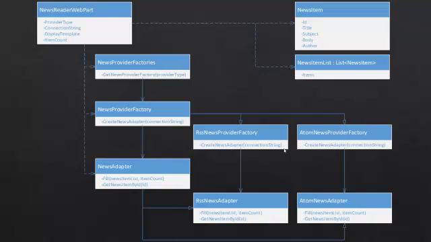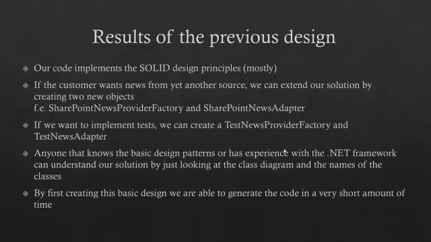So in this previous design, our code implements the SOLID design principles mostly. The only thing that does not work in here is the display templates. For display templates, you should also do something else. But if the customer now wants news from yet another source, we can just extend our solution by creating two new objects. For example, the SharePoint news provider factory and the SharePoint news adapter. If we do want to implement tests, we can create a test news provider factory and a test news adapter.